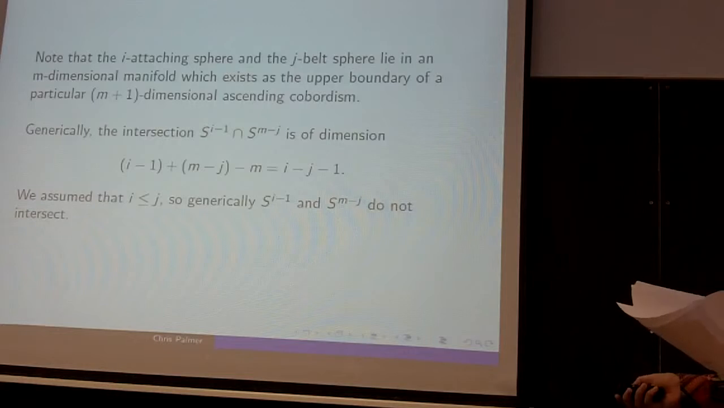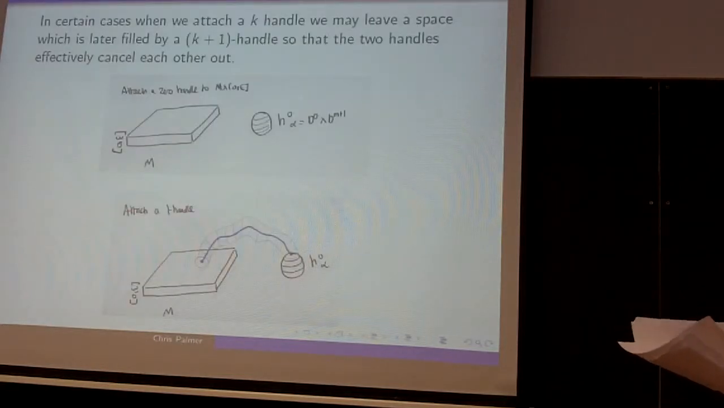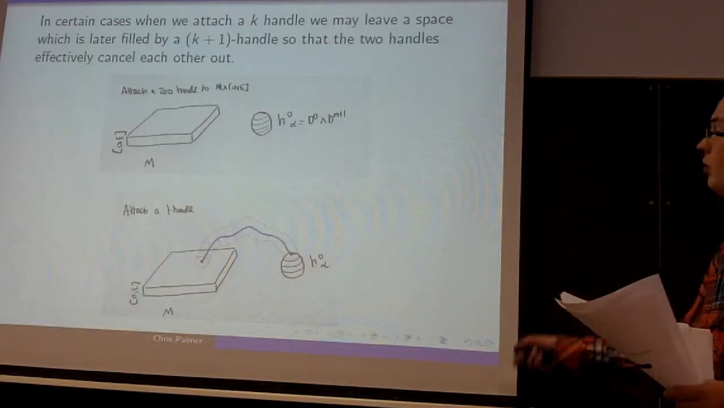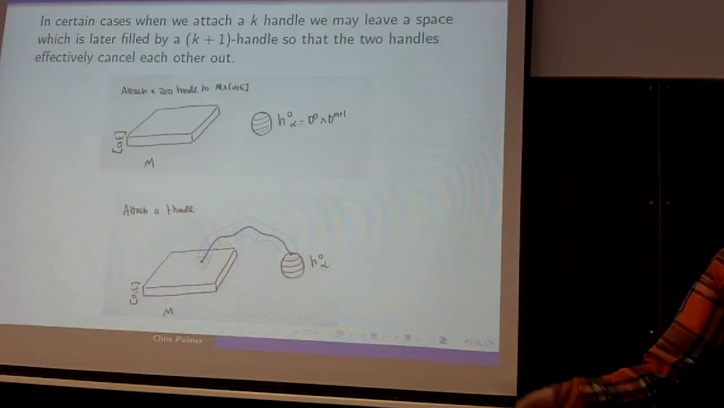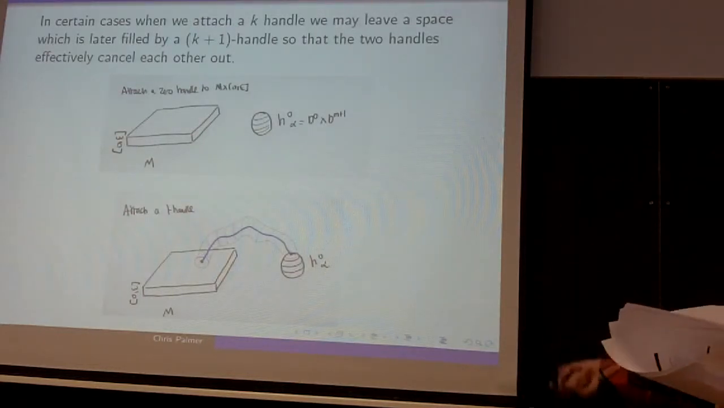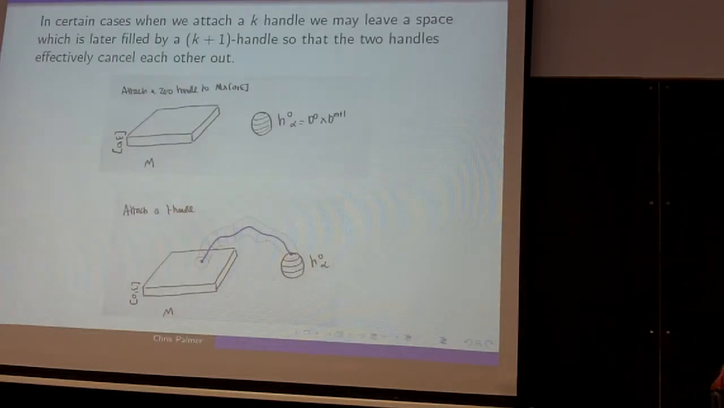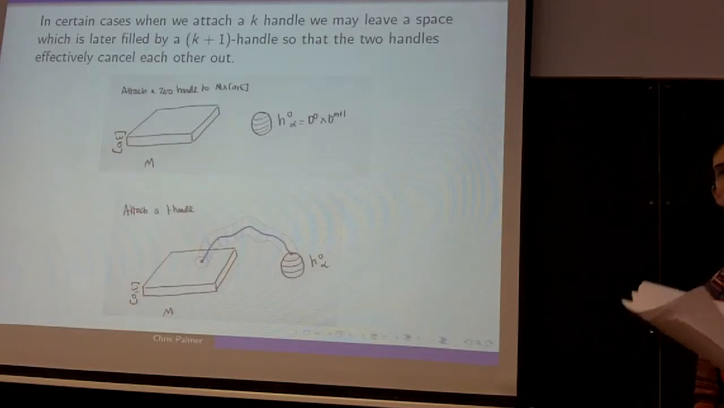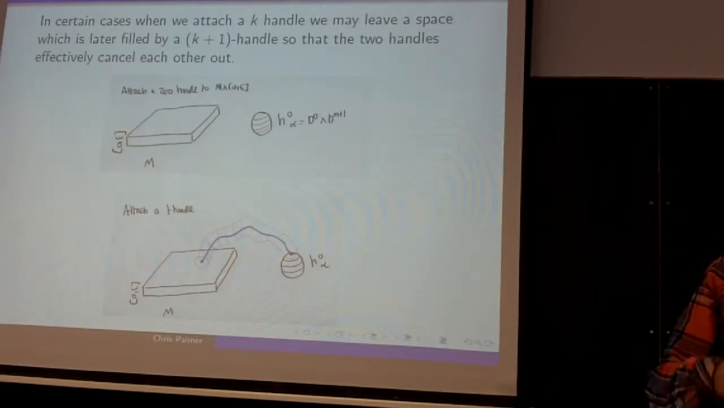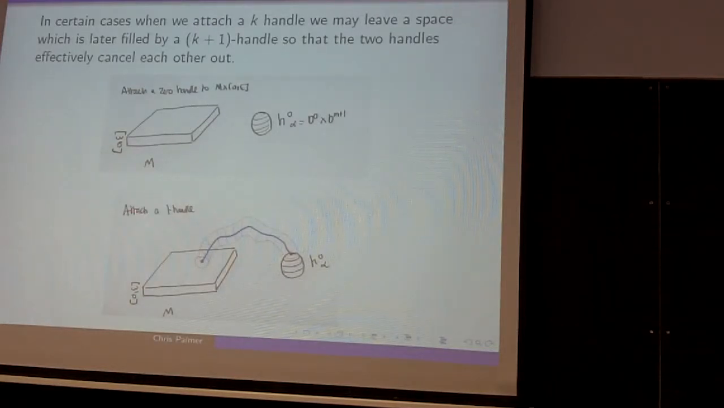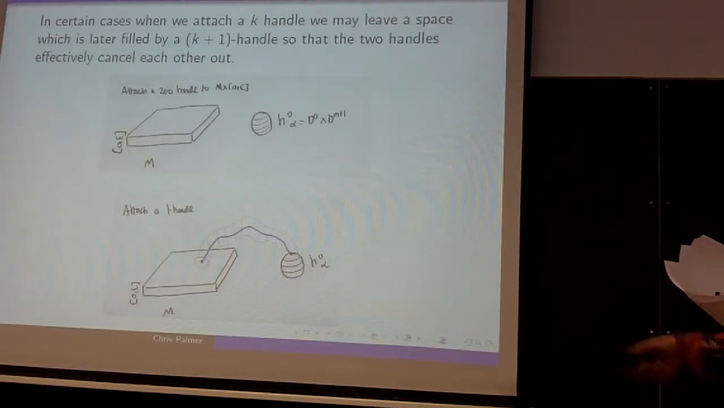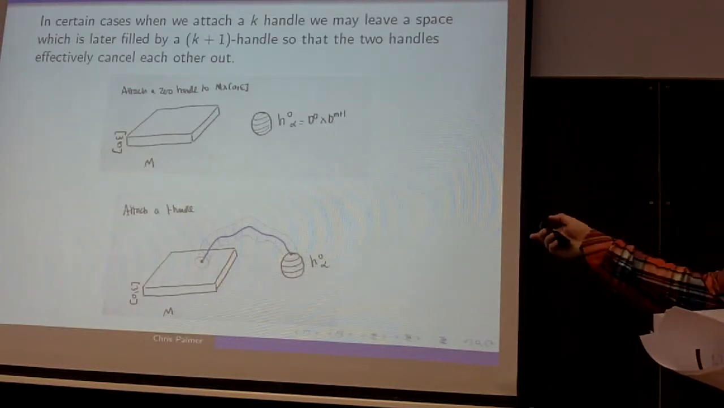Okay, so now we come to another technique, handle creation. So remember with the ascending cobordism, we're attaching these handles. We can now assume that they're attached in order of increasing dimension. So we could be in a situation where we've attached some k handle, then at some later time we attach a k+1 handle, and it could be that these cancel. So here we have an example.